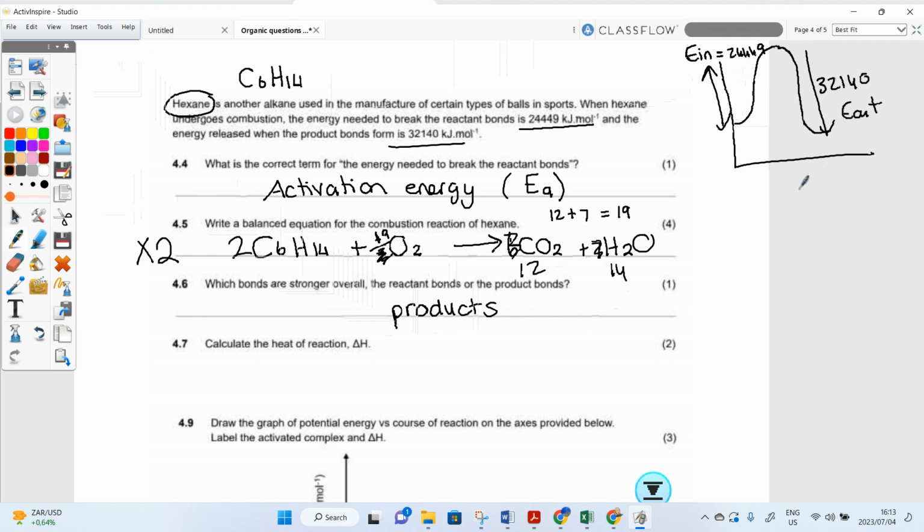Now what is delta H? Delta H is actually the difference between our products and our reactants, but I don't have values there, so I can just say it's the difference between my energy in and my energy out. So it's going to be energy in.